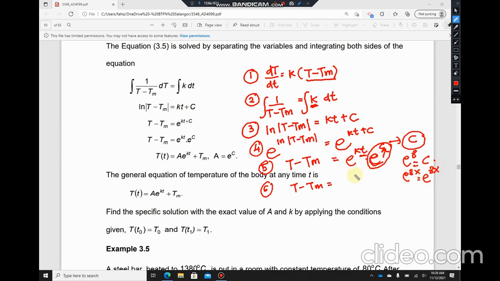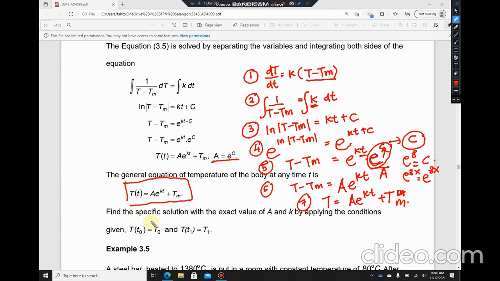So, since constant, dia boleh tukar kepada dekat sini. Kita gunakan A. Okay, so this one A e^(kt). So, kita cuma nak T. Okay, Tm awak pindah ke sebelah kanan. T = A e^(kt) + Tm. Okay, so, sorry, Tm. So, this is your general equation of temperature of the body at any time t.